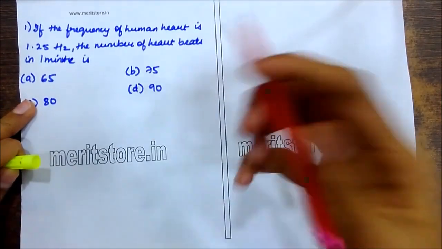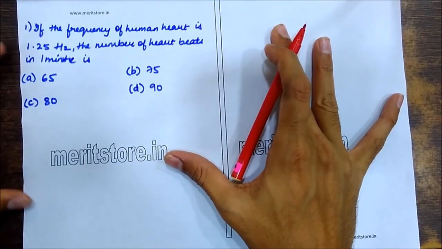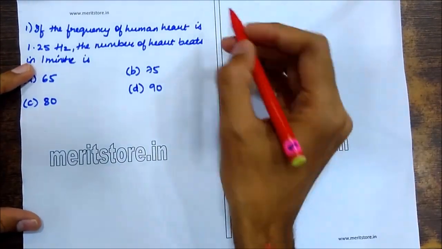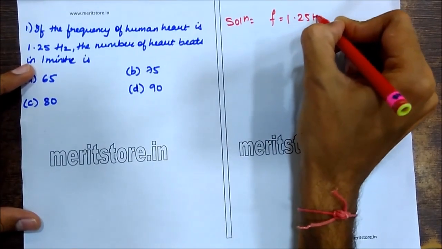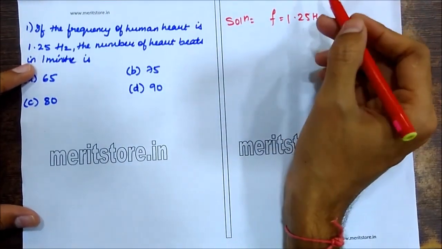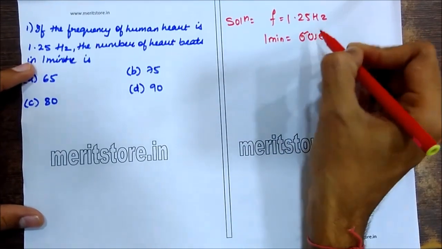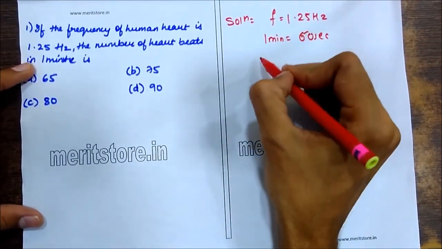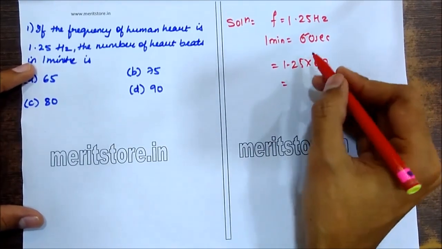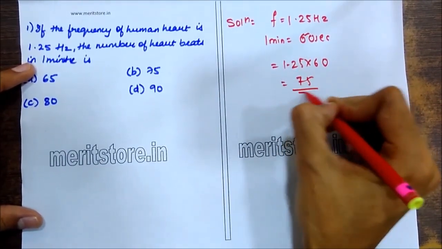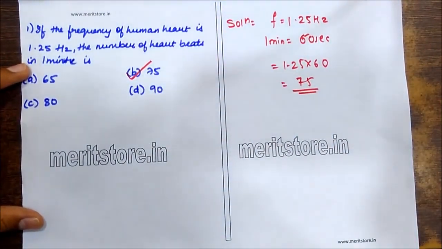Question number 1. If the frequency of the human heart is 1.25 Hz, the number of beats per minute in 1 minute is. So we have given the frequency is equal to 1.25 Hz. We have to find the number of beats in 1 minute. So 1 minute equals 60 seconds, so we have to multiply to get the number of beats in 1 minute. So 1.25 into 60 gives you 75. So the correct option is option B, 75 beats per minute.